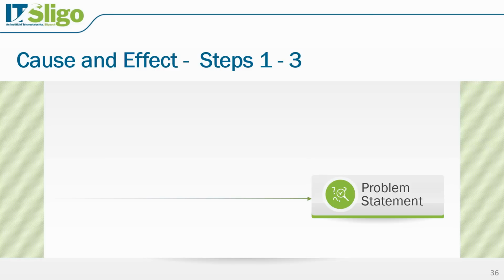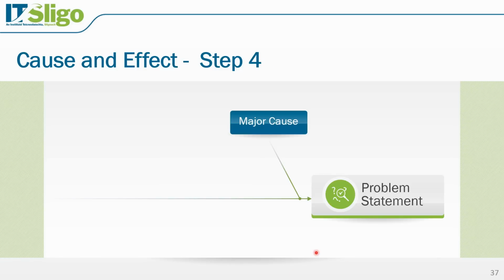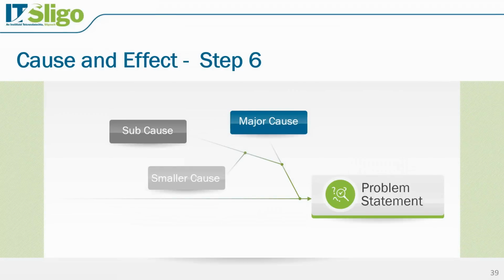So the first step is to state the problem and enclose it in a box. We then, from that, draw the spine of our fishbone. We then add in the major cause, the sub-cause, and the smaller cause. And we achieve this by asking a series of questions. Why?